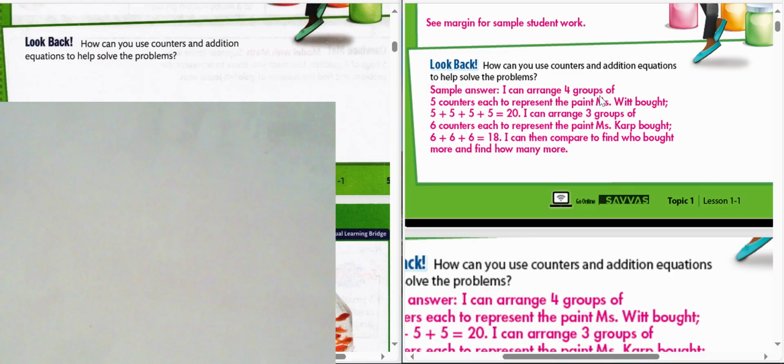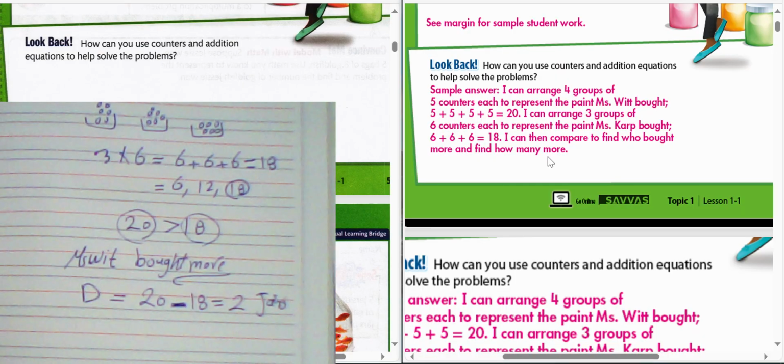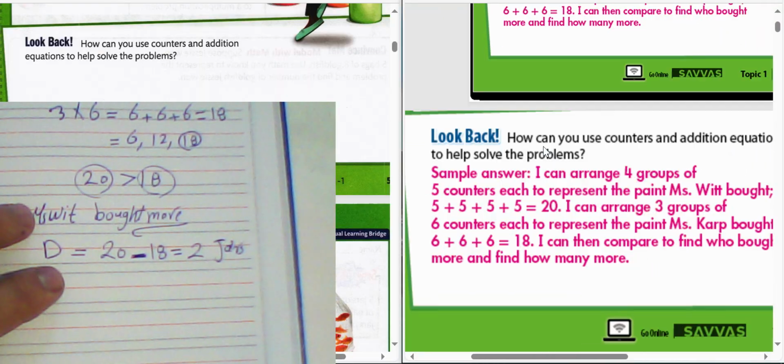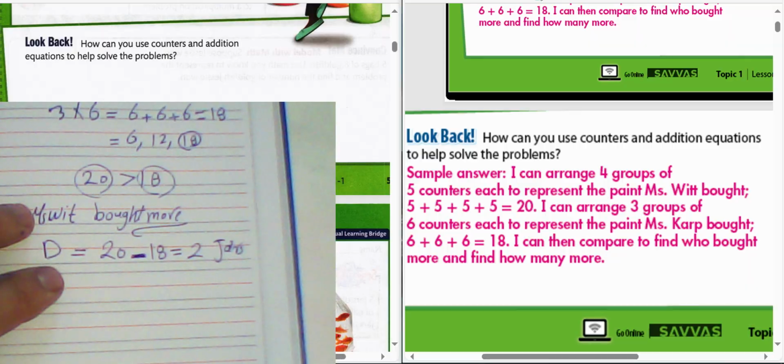I can arrange 4 groups of 5 counters each to represent Miss Wheat. 5 plus 5 plus 5 plus 5 equals 20. I can arrange 3 groups of 6 counters each to represent Miss Carp. 6 plus 6 plus 6 equals 18. And I can compare to find who put more and how many more by this method. You can combine the two numbers and find the difference. You can write this answer in your book. Okay, this is a model answer.